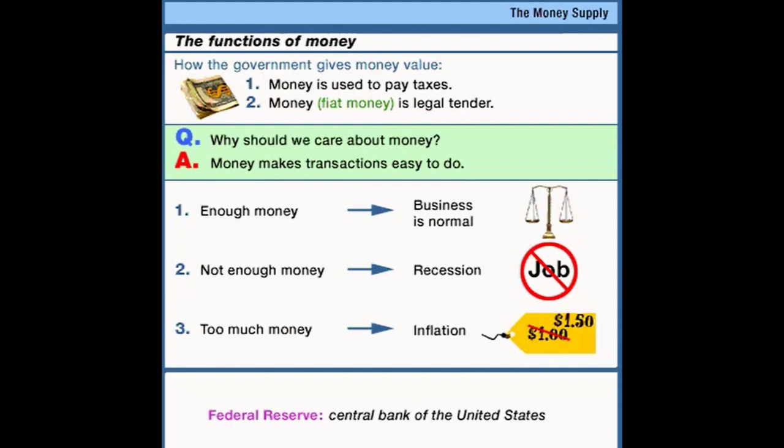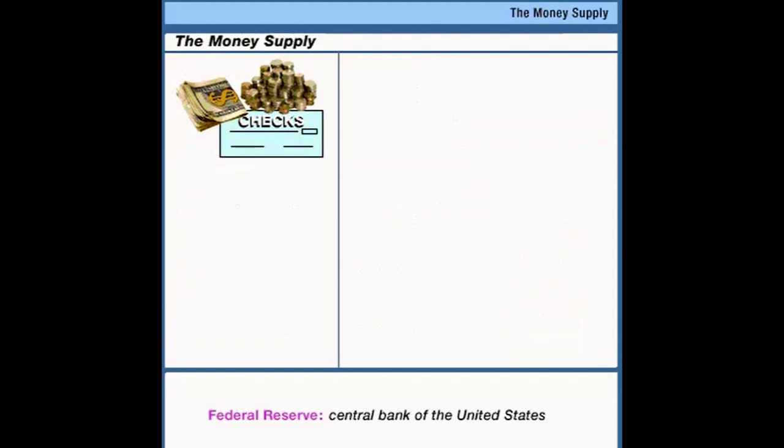If you add up currency and coins in circulation, the total sum of personal checking accounts and business checking accounts, and you throw in traveler's checks, you've got a measure of money that the Federal Reserve calls M1. This is the narrowest measure of the money supply, and in the U.S. economy it adds up to about $1 trillion.